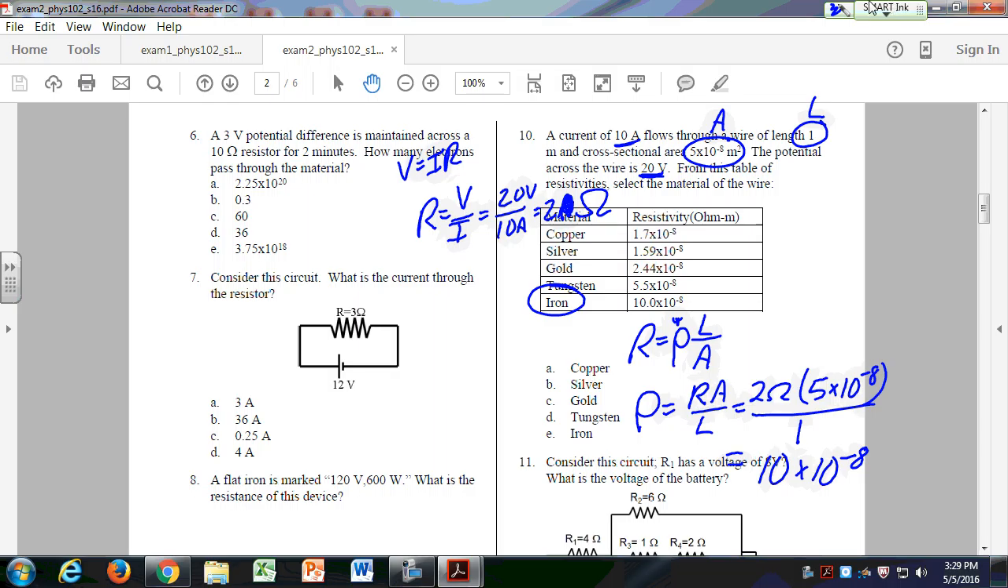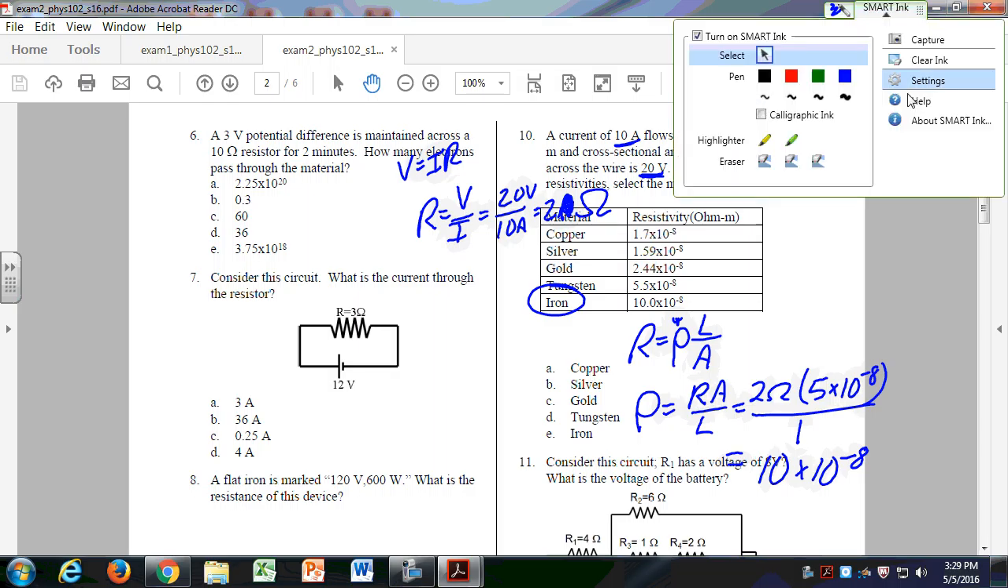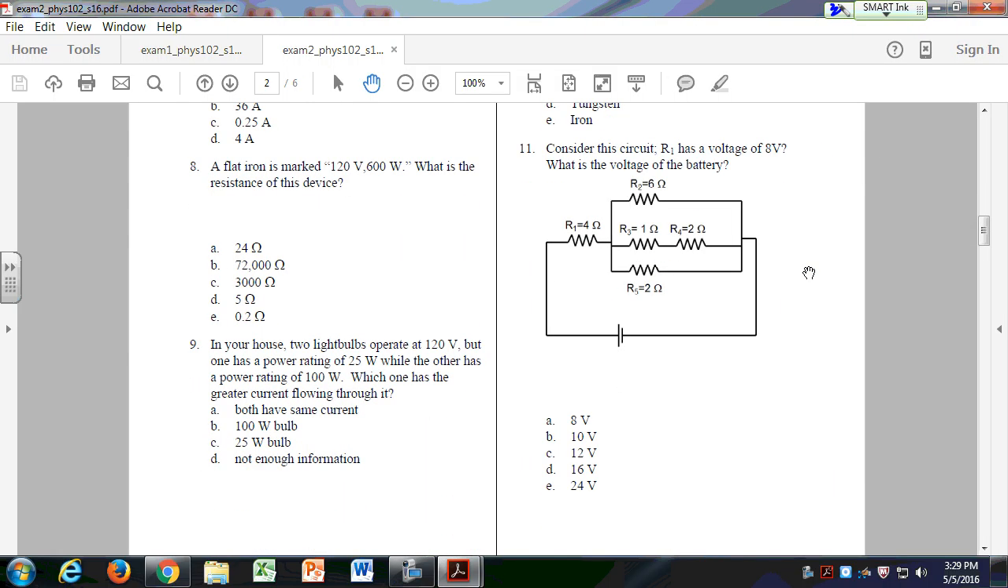Let's look at number 11 too. It's a little tricky. A lot of students missed it. Can I clear this? And then we'll move on to the next exam unless you have more questions.